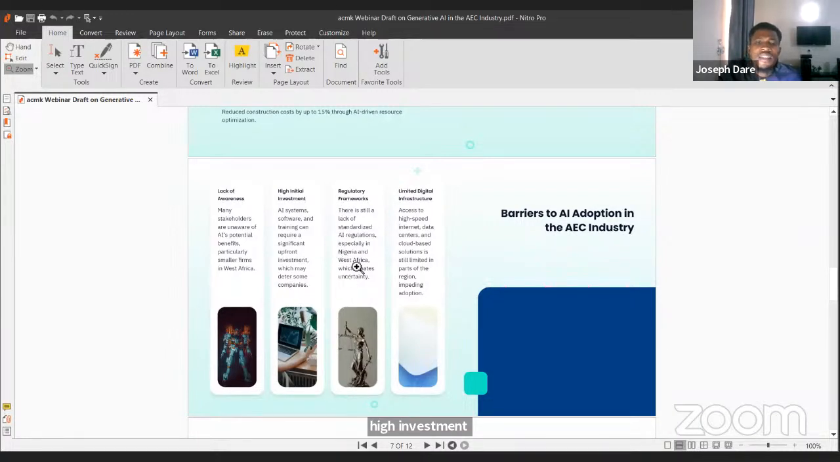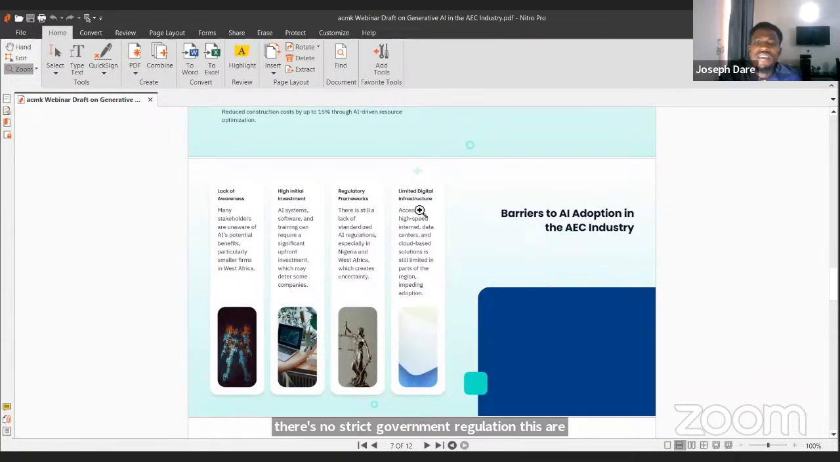Another thing is there is still a lack of standardized AI regulation, especially in Nigeria and West Africa, which creates uncertainty. There are no standardized regulations. The regulations are few. There's no strict government regulation on what you should use.